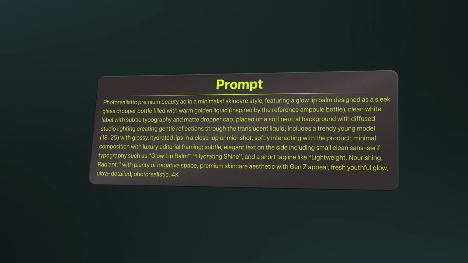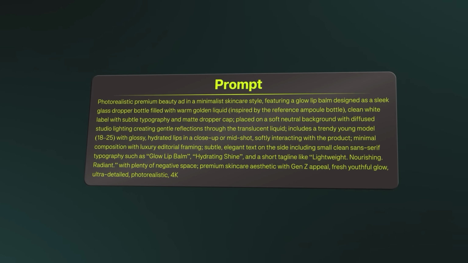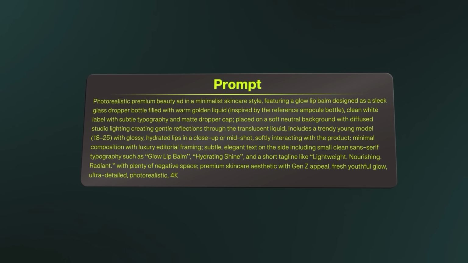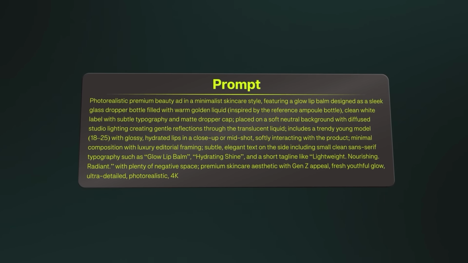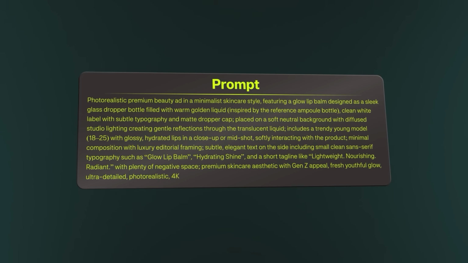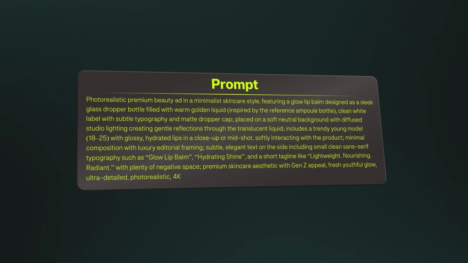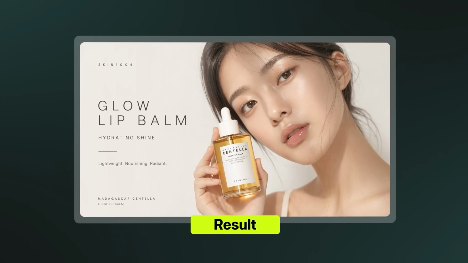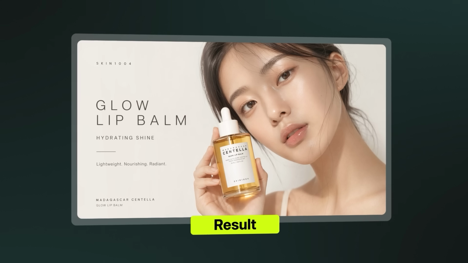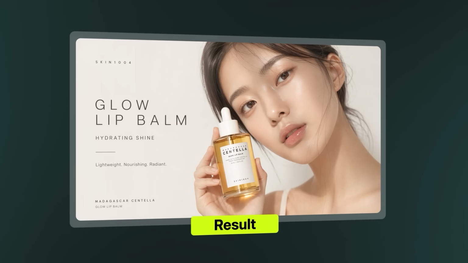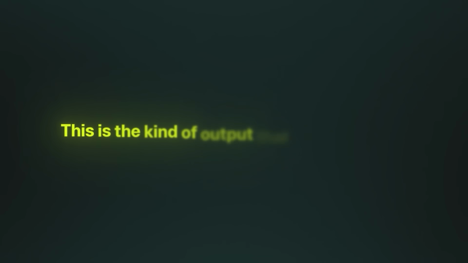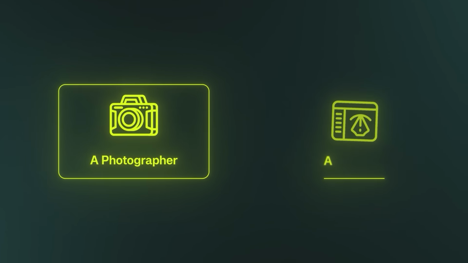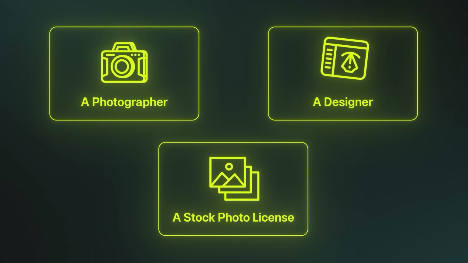The prompt here asked for a premium skincare beauty ad featuring a glow lip balm in a glass dropper bottle, a young model interacting with the product, and clean typography with the brand name, tagline, and product details all baked into the image, and the result looks like a real editorial ad. The text, glow lip balm, hydrating shine, lightweight, nourishing, radiant, all came out sharp and correctly placed. This is the kind of output that normally takes a photographer, a designer, and a stock photo license to put together.